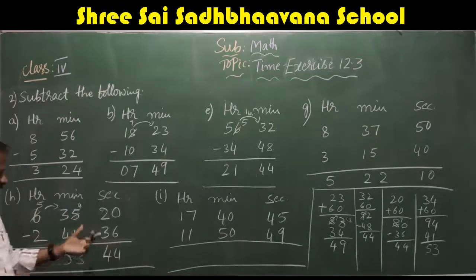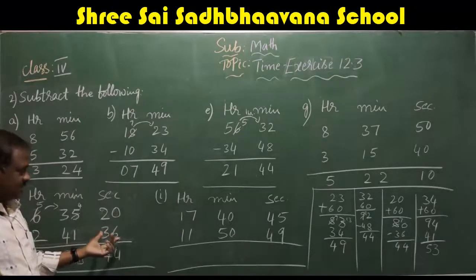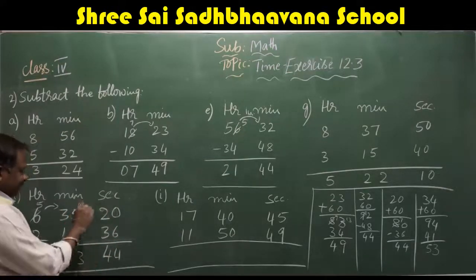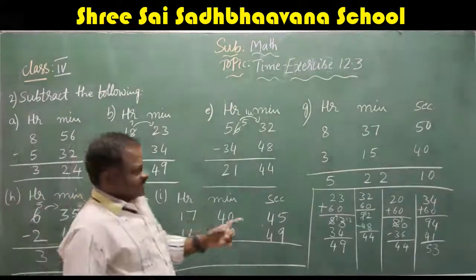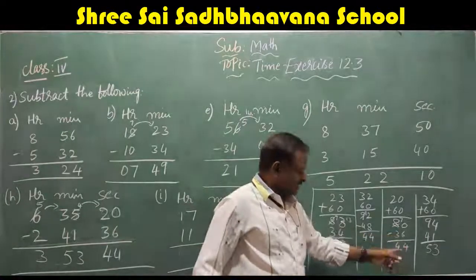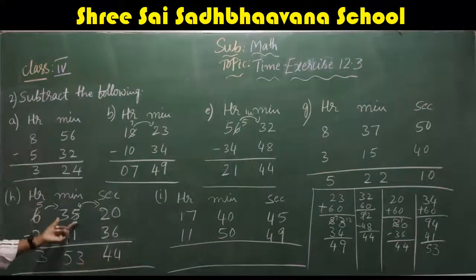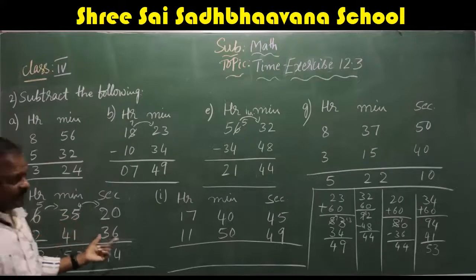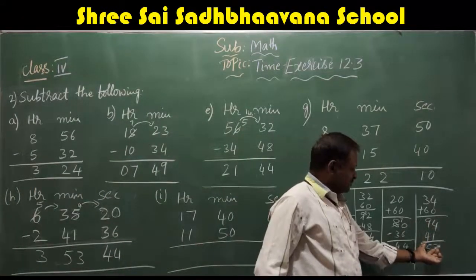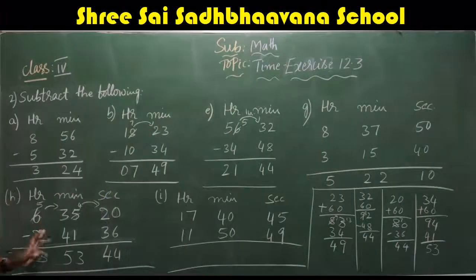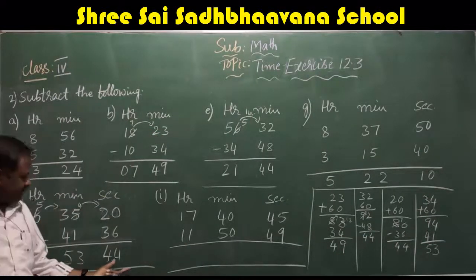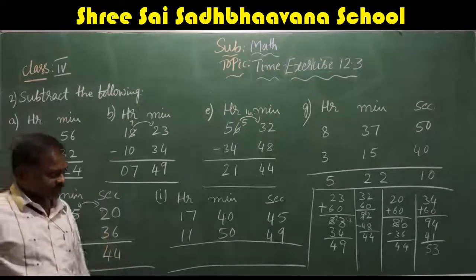Once again, I will explain this one. 20 minus 36, it is not possible in the seconds. So we will take 1 minute from here. This 35 becomes 34. 60 seconds. 60 plus 20, 80. 80 minus 36, you will get 44. I have written here this 34. From 34, it is not possible to subtract 41. So take 1 hour here. 34 plus 60, 94 it becomes. Subtract 41. You will get 53 minutes. Next 5 minus 2, 3 hours. 3 hours, 53 minutes, 44 seconds.